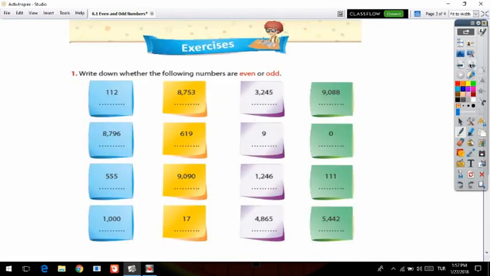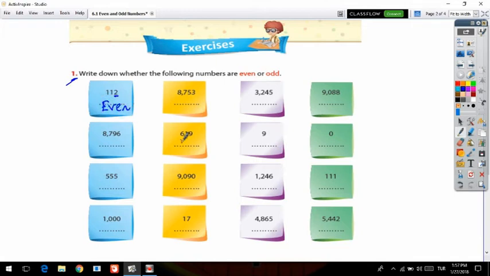Now let's look at another page. We have an exercise. First, write down whether the following numbers are even or odd. We have many questions about odd or even numbers. You just write even or odd. For example, 112. You look at just the last digit, that is 2. Is 2 between these even numbers, which are 0, 2, 4, 6, 8? Yes, because of that, 112 is an even number. After that, we write here even.